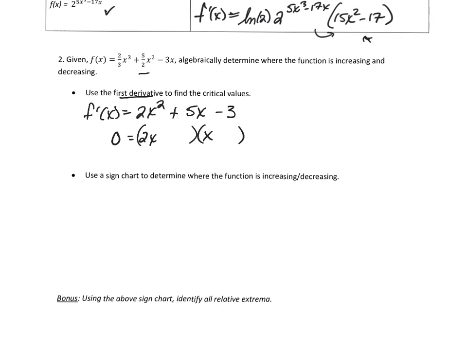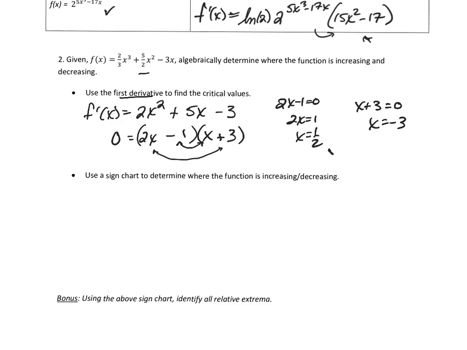We have different signs. Sorry, I should have put my 3 over here. Outside gives me positive 6x. Inside gives me negative 1 to add them together to get positive 5x, and then minus 3 to end with. Set each factor equal to 0 and solve it. You get x is a half. And for the other factor, x plus 3, these are the critical values, right?